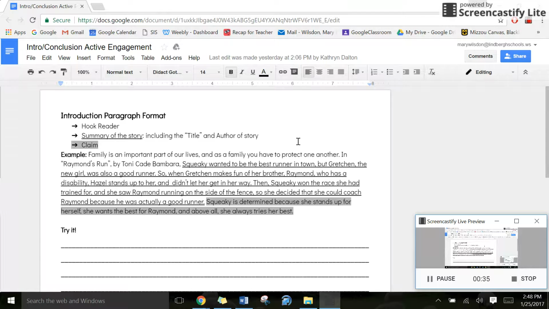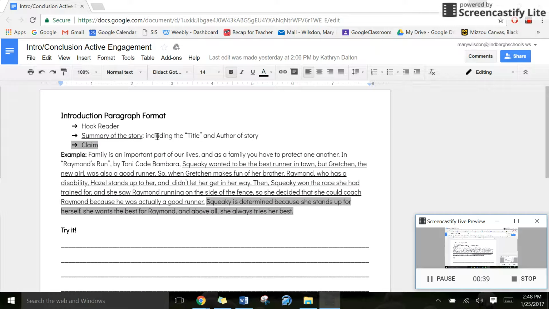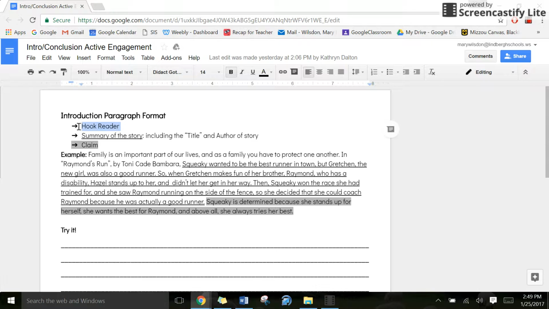So you will get this sheet tomorrow, so don't worry about it right now, but we're going to walk through this together. When we're talking about an introduction, we're talking about that very first paragraph that you have. The most important part of your introduction is how you hook the reader. If you notice right here, it talks about hooking the reader.